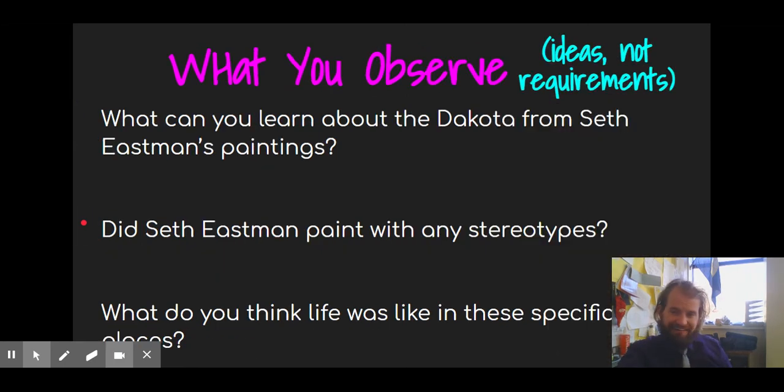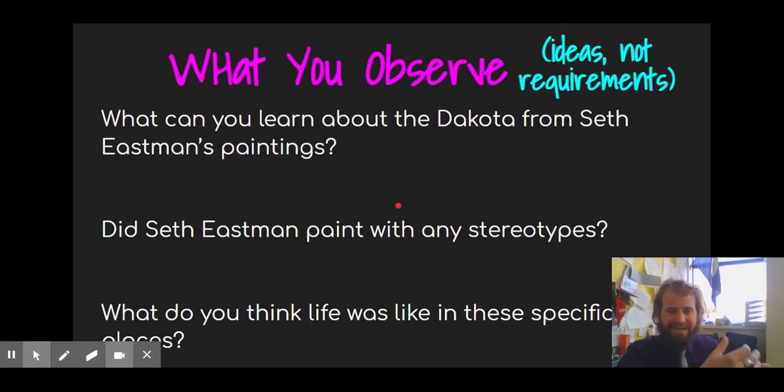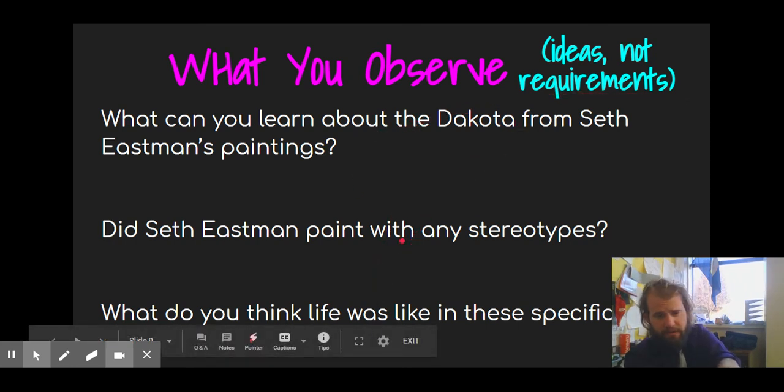When you're looking at his art, we are going to check out a few different main themes. These are not requirements. These are some ideas that you can think about when you're observing. You can learn what he is up to, how he's depicting Dakota life. We're going to find out if Seth Eastman painted with any stereotypes, if he was bringing in something that helped to show somebody in a bad, incorrect light. Is he painting with any sort of stereotypes? And then the last idea is what you think life would have been like in these specific areas. These are ideas. You don't need to talk about these specific ones.